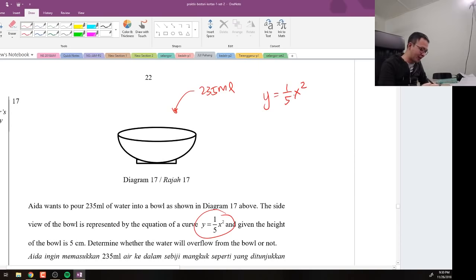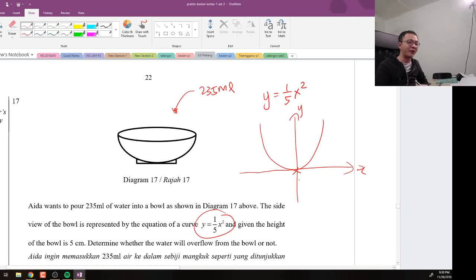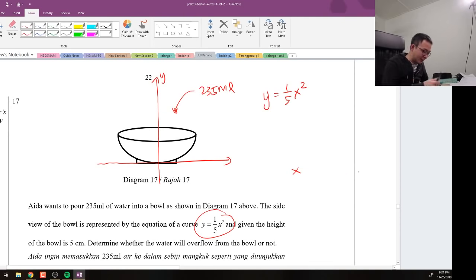So therefore, because of this, I know the curve must be on the y-axis, the minimum point must be on the y-axis and must touch the x-axis at the minimum value. Alright, this is what happens for any equation that does not have bx and c. So therefore, I know my x-axis is over here and my y-axis is over here. Alright, and then we have an equation.